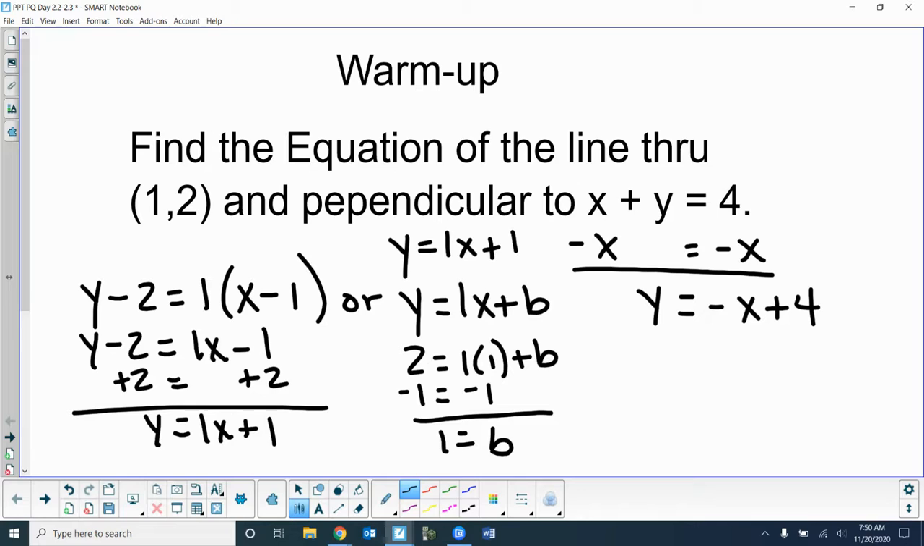Okay, does that make sense? If it said parallel, our slope would be -1, the same as this one, right? So perpendicular, opposite reciprocals; parallel, the same.